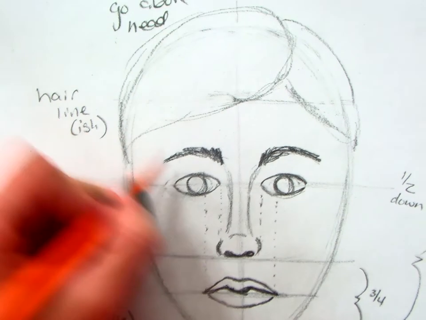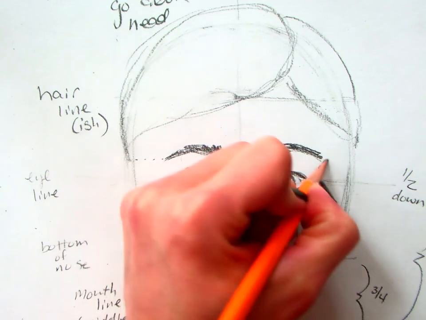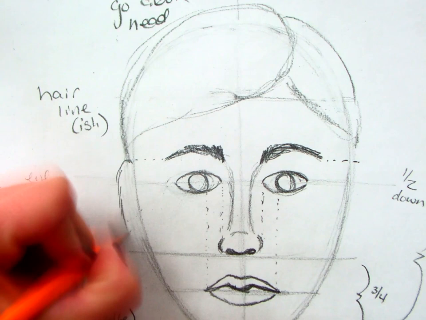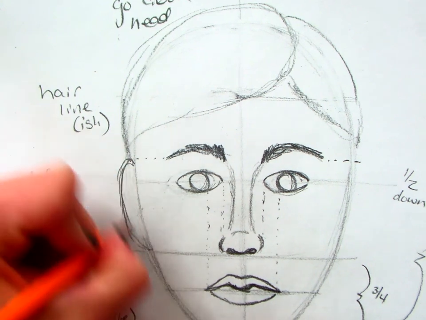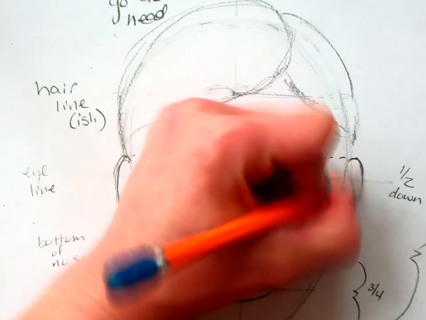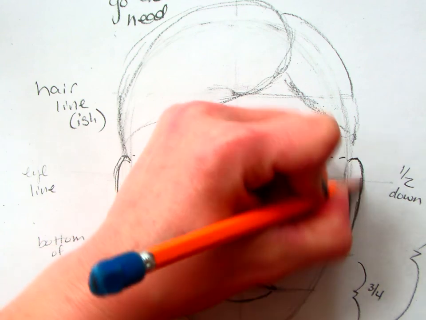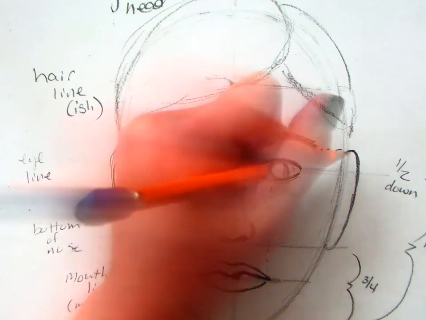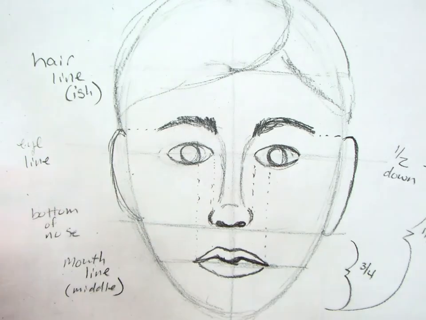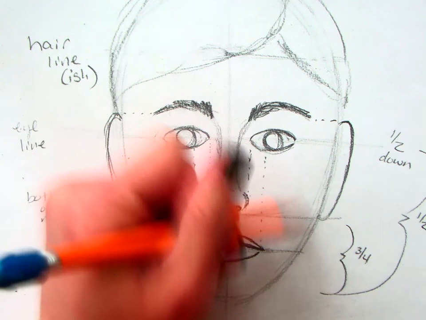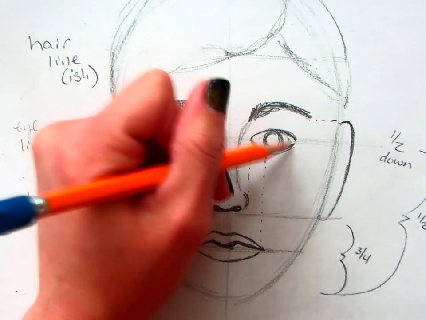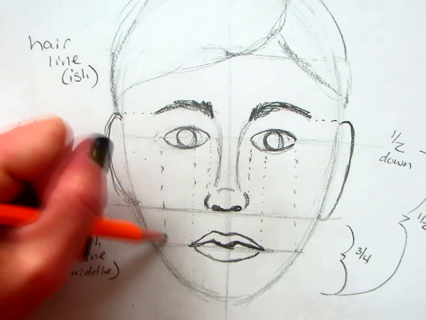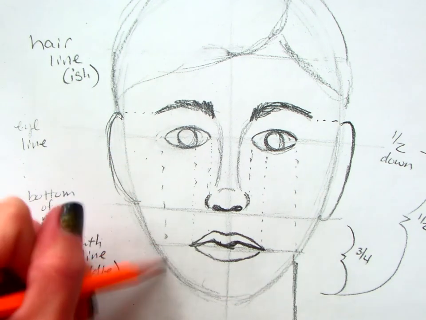Okay, and then our ears, if we do a line out, it's going to go right there. So along with the top of our ears, with the bottom of our eyebrow, and usually to the bottom of our nose. And then we have our neck, outside corner of our eyes. If we come down, that's usually where our neck starts.